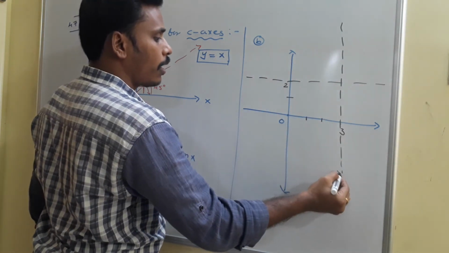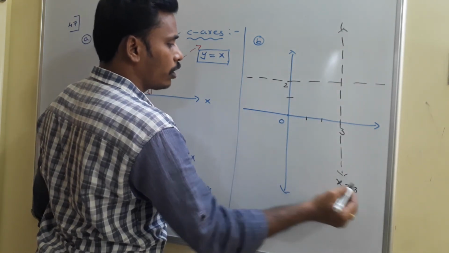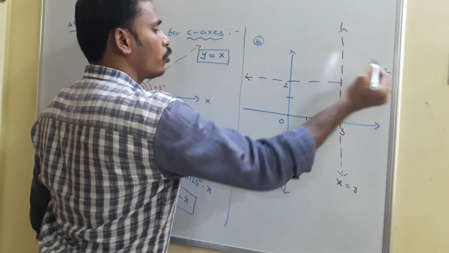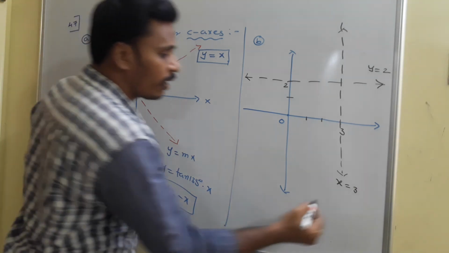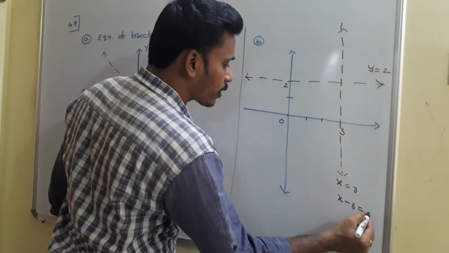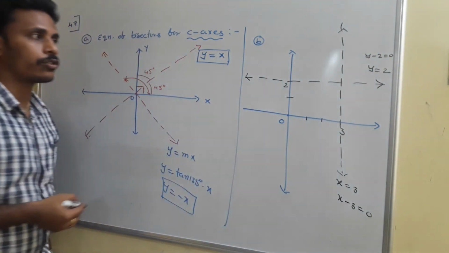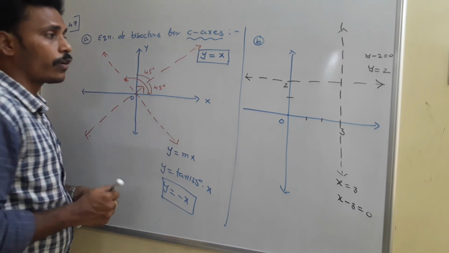Now, what is this vertical line's equation? x equals 3, you know it. What is the equation of this horizontal line? y equals 2. So y equals 2 and x equals 3. Or you may say the equation of this vertical line is x minus 3 equals 0 and this horizontal line is y minus 2 equals 0. Now, how to identify the bisector equations for these two lines?